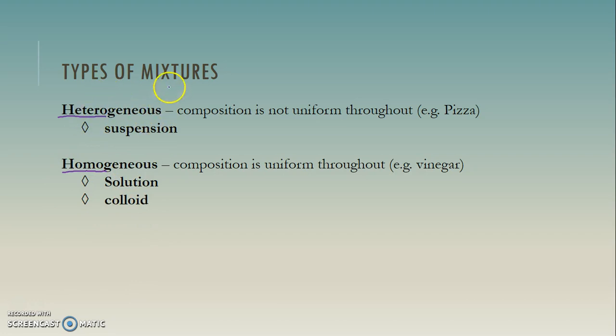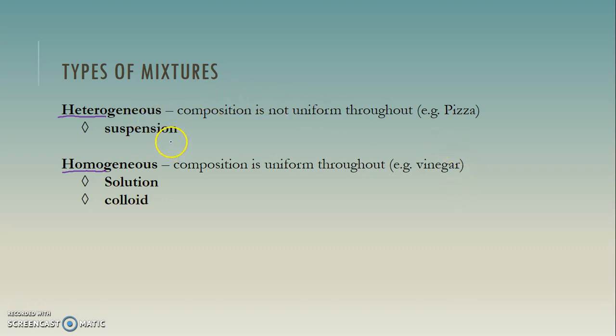So a heterogeneous mixture, the parts look different, like the pizza. You could look at it and you could see the cheese and the bread and the pepperonis and the sauce. But homo means the same. So a homogeneous mixture, you look at it and you have no idea which part is where. Like vinegar is a mixture of acid and water. But if you look at it, it all just looks exactly the same.